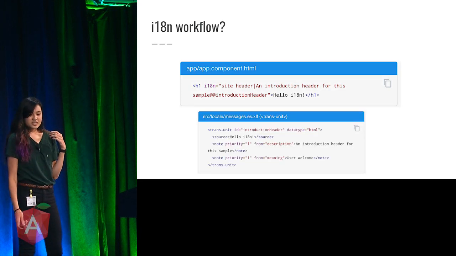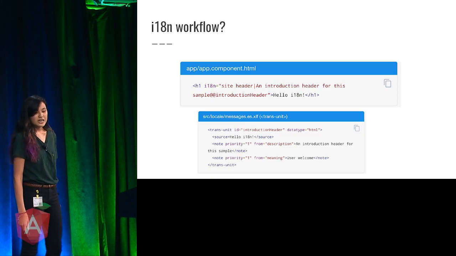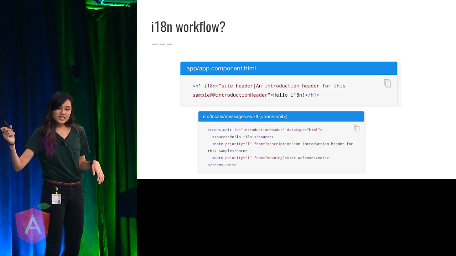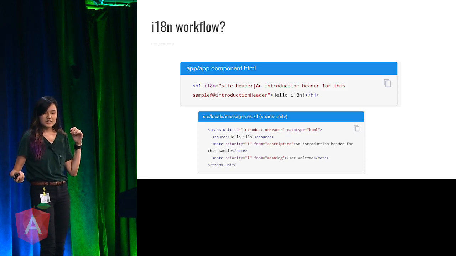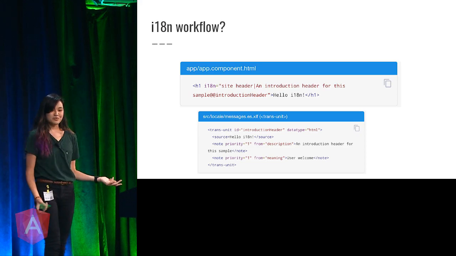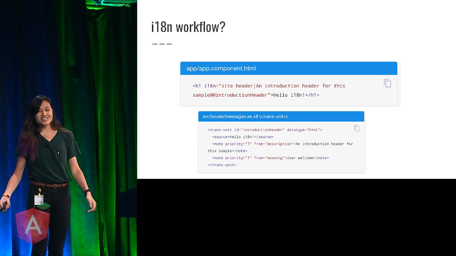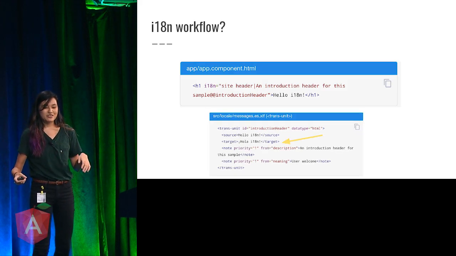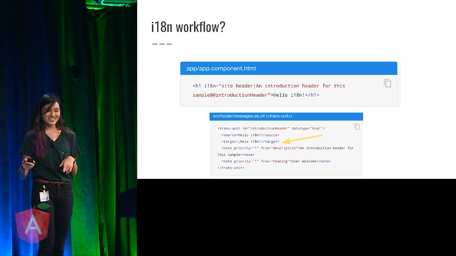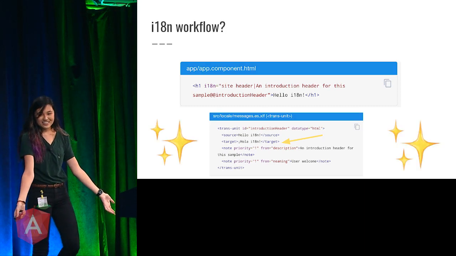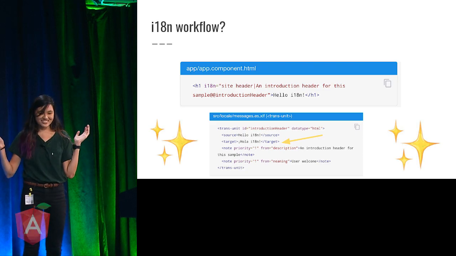Then you would generate the XLF file. As you can see here, there is still the text to translate in source, and there's some other information such as the description you put in, the meaning you put in, and the ID. You would send that to your translator, and your translator would respond, hopefully, with the translation in the target. And now you can serve your application with that translation.